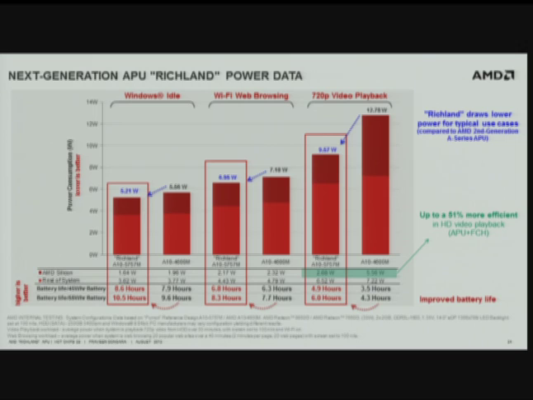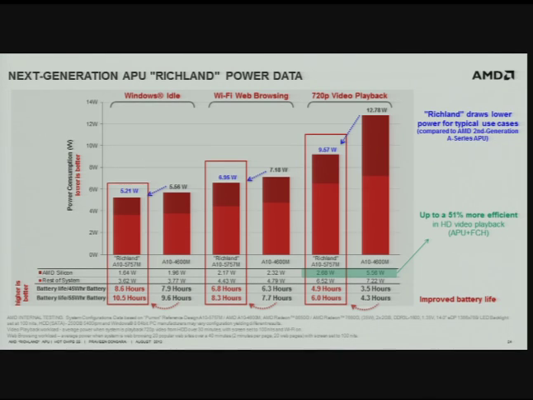Okay, power data. So the bars that are boxed here, these are for Richland. And as you can see from the previous generation product, the power for various workload scenarios is lower for Richland. So lower is better here. And then I have the battery life improvement here as well. Higher is better. And in general, I have half an hour to 1 hour improvements. And then special mention to this video playback scenario where we have significant improvement there.